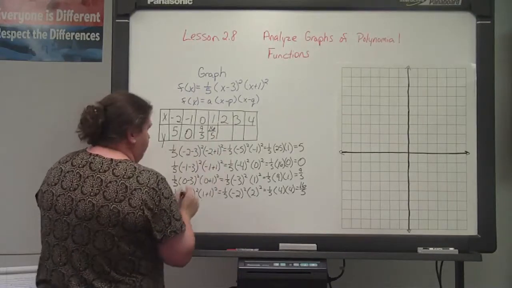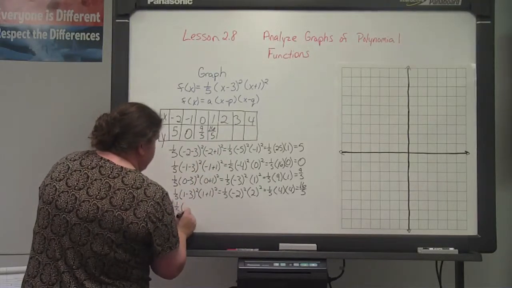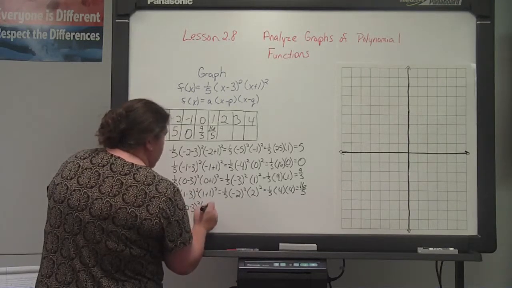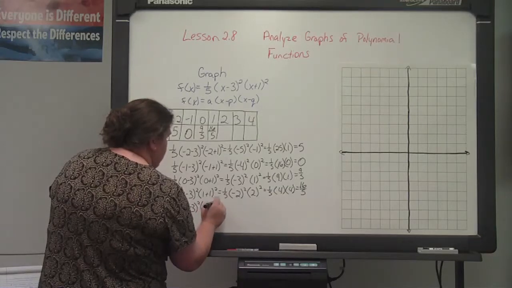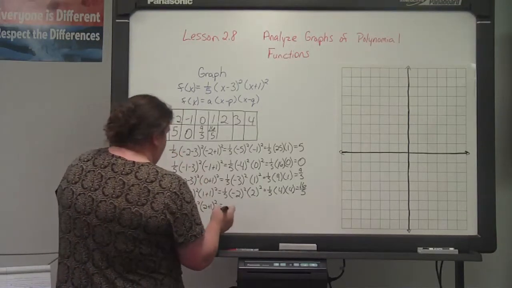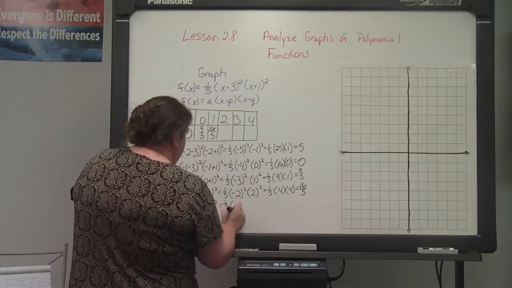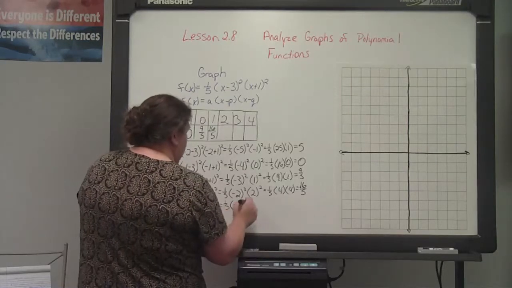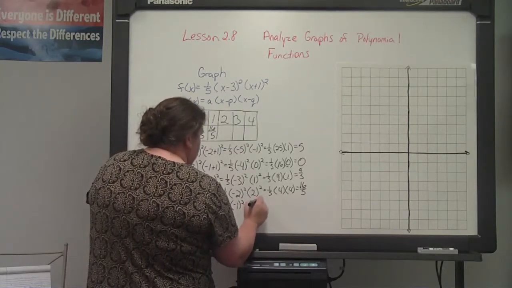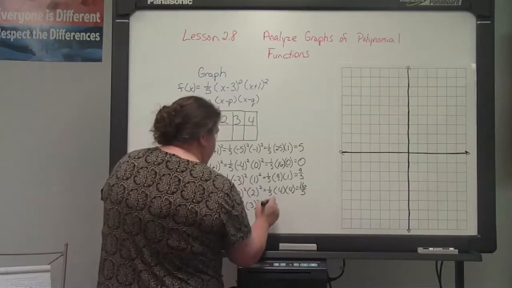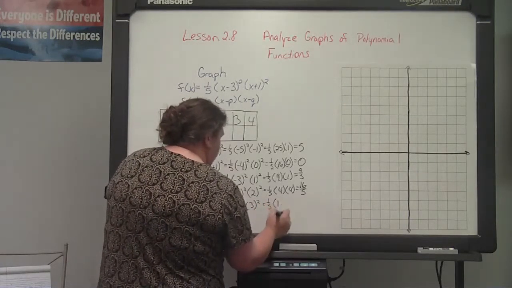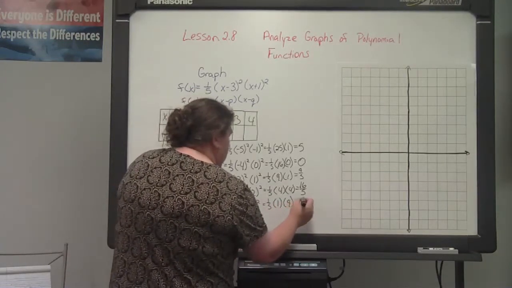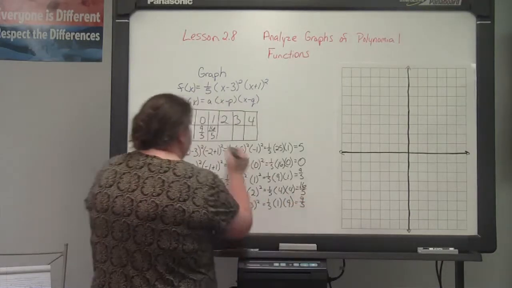So I am halfway done. I've got 1/5 times, again I'm going to use (2 minus 3) squared times (2 plus 1) squared equals, I have 1/5. 2 minus 3 gives me -1 squared. 2 plus 1 gives me 3 squared. So now I have 1/5 times 1 times 9, because of 3 squared. So again I have 9/5.